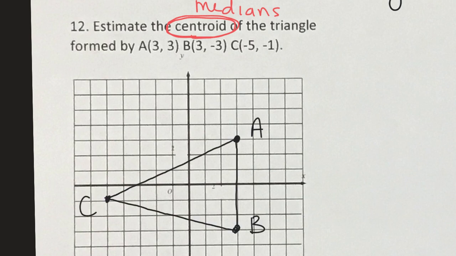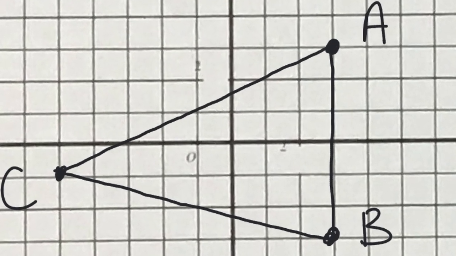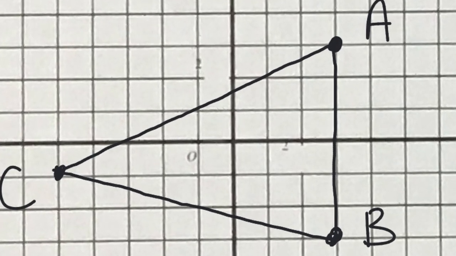Now that we have your triangle, we need to do the medians. The median goes from the vertex to the midpoint of the opposite side. So I need to figure out where the middle of each of these sides is. Let's do that by counting. Side AB is 1, 2, 3, 4, 5, 6. That's 6 units long. The middle of 6 is at 3. So there it is, 3 from top to bottom.